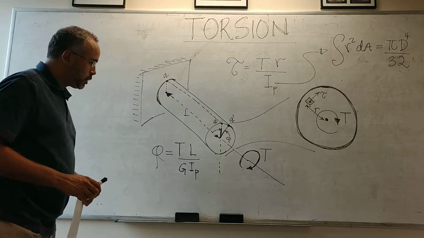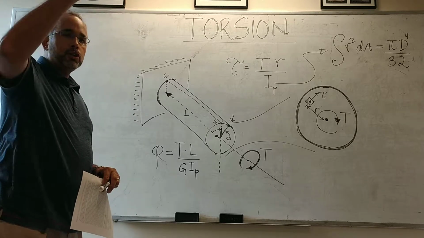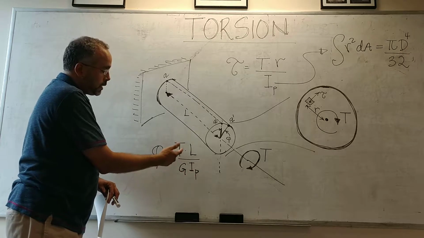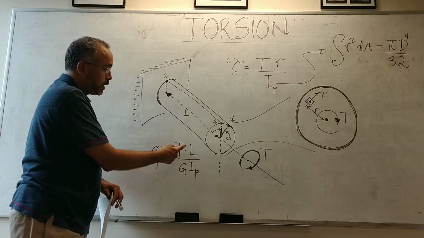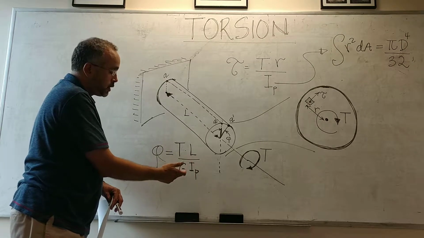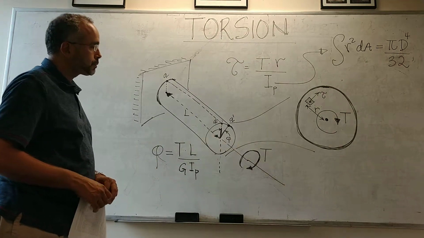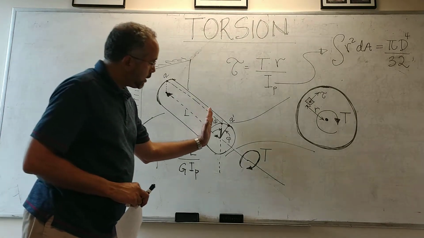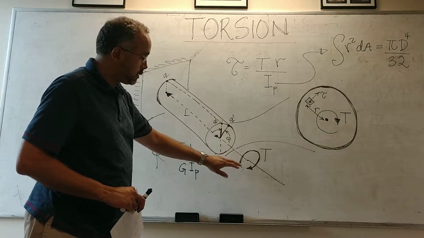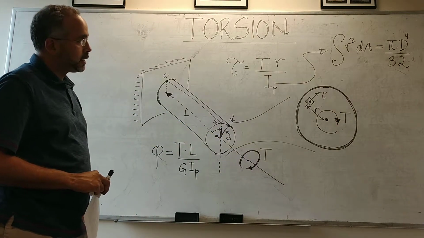It's analogous to the formula that we use for deformations due to axial loads, where we had PL over AE. In this case, instead of P, we have torsion. L remains the same. Instead of area, we have polar moment of inertia. And instead of elastic modulus, we have the shear modulus. So that takes care of the angle. How much does this shaft rotate elastically as a function of the applied torsional moment? You can see that that relationship is linear.